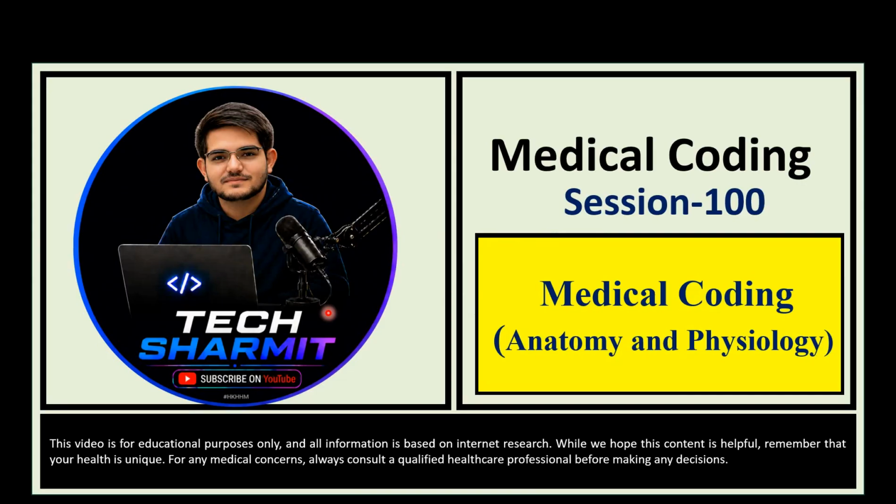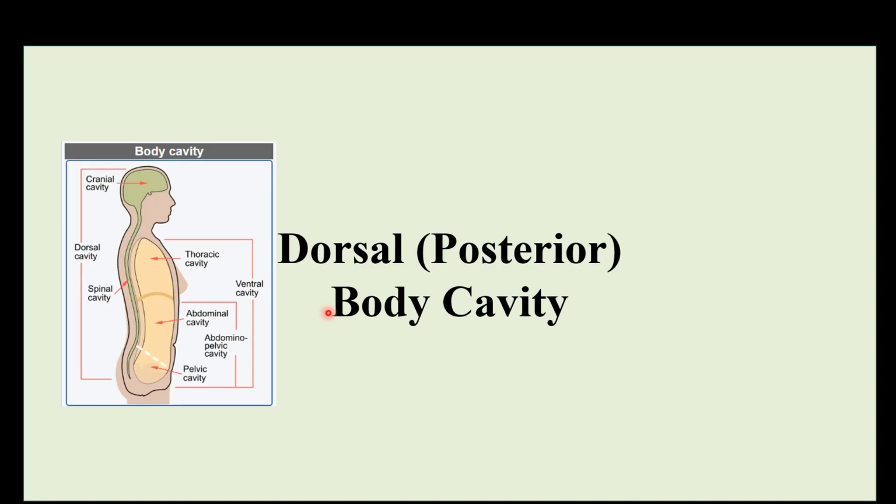In this session, we are going to discuss another very important topic related to medical coding anatomy, where we will be mainly focusing on the dorsal or posterior body cavity. In our last session, we talked about the overall definition of body cavity. We discussed what the types and subtypes of it are. Now one by one we will cover each type in a detailed way.